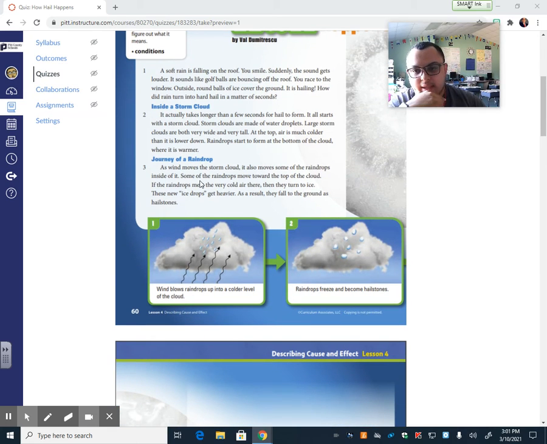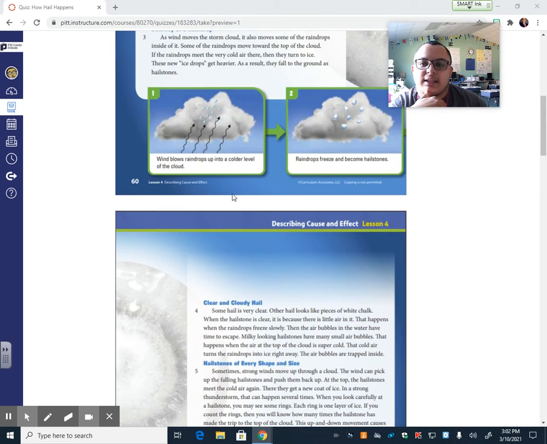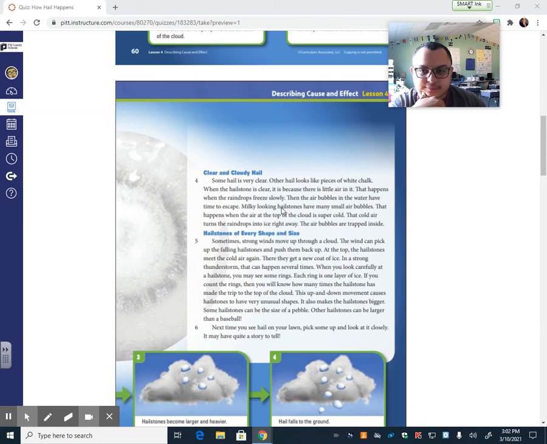Journey of a raindrop. As the winds move the storm cloud, it also moves some of the raindrops inside of it. Some of the raindrops move up towards the top of the cloud. If the raindrops meet very cold air there, then they turn to ice. These new ice drops get heavier. As a result, they fall to the ground as hailstones. So this is the effect of the raindrops getting heavier. Let's look at this. It says wind blows the raindrops up to a colder level of the cloud. Raindrops freeze and become hailstones.